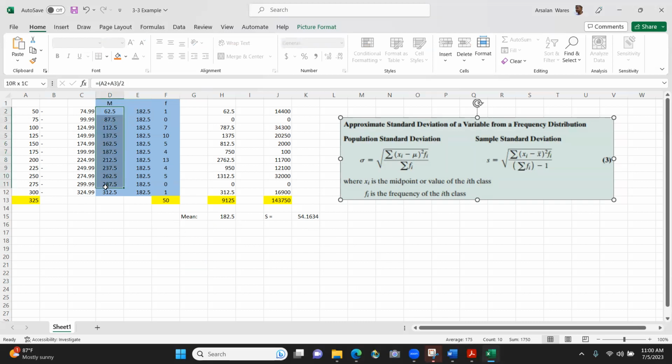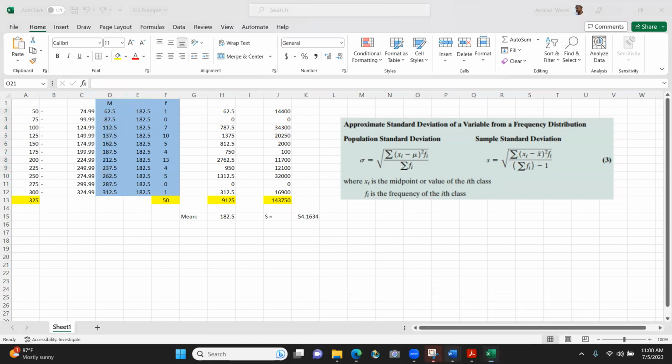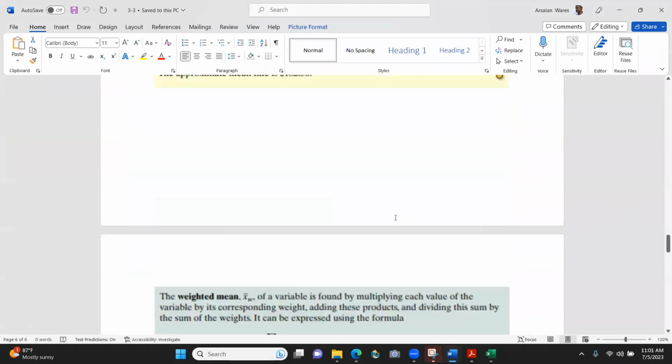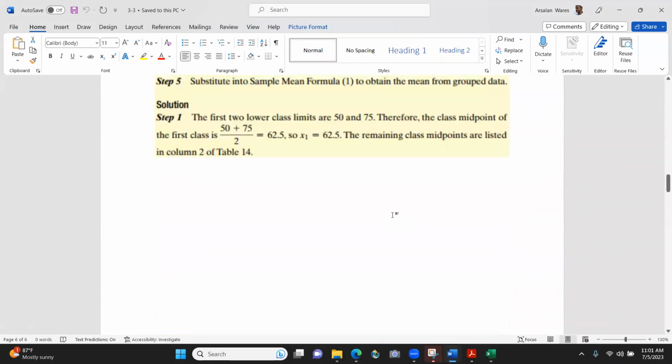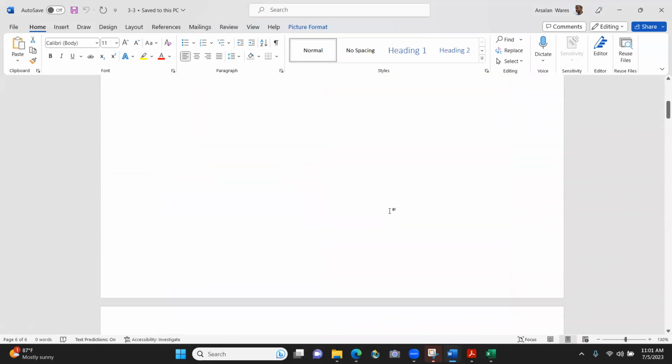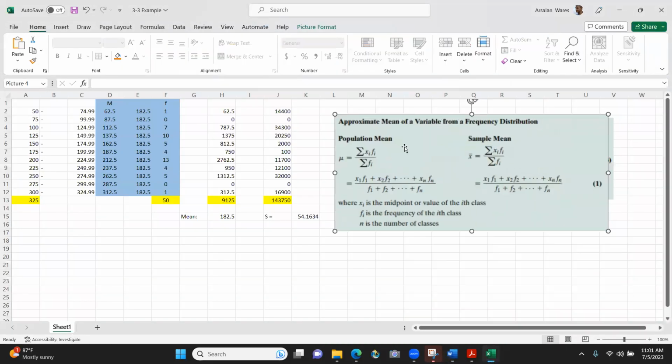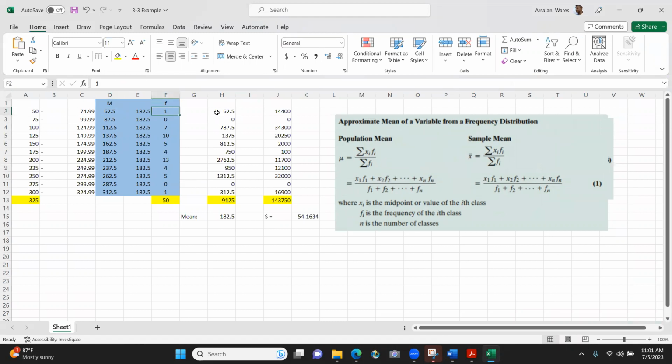Once you find the midpoint, you use the frequency and this nice little formula that we learned in the past from 3.2 to find the mean. They're really the same. How do you find the mean? You take the midpoint, multiply it by the frequency, put it here, and add it all up. And then you divide that by the sum of the frequencies, which is 50. You would get the mean.